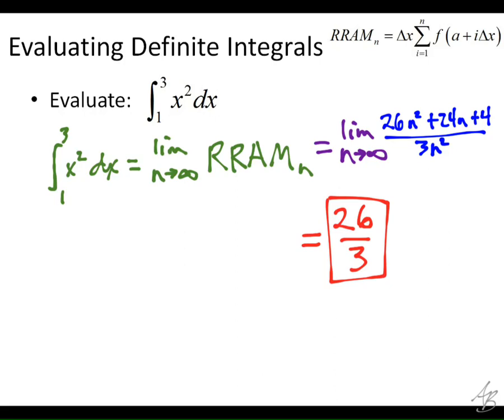26 over 3 is 8 2/3. So 8.667 would be the approximation to the nearest thousandth. Is that what we got when we evaluated this integral with the calculator? Yeah. So not only did we evaluate it by hand without a calculator, but we got a more exact answer than the calculator did. The calculator had to round it to like 15 decimal places. We didn't have to round. We've got it to thirds. Or we've got an exact answer as a fraction.